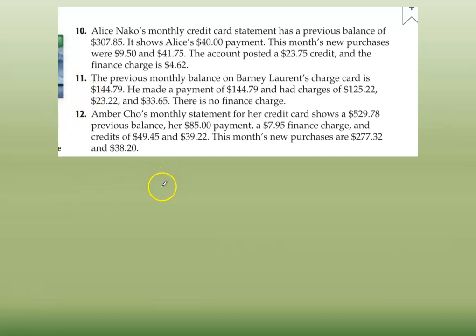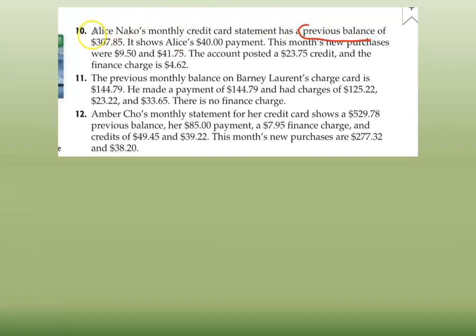Alice Nako's monthly credit card statement has a previous balance of $307.85. It shows Alice's $40 payment. This month, new purchases were $950 and $41.75. The account posted a $23.75 credit and a finance charge of $462. So as you notice, nothing is in the same order as you had it before. So one strategy would be to circle the things that go together.